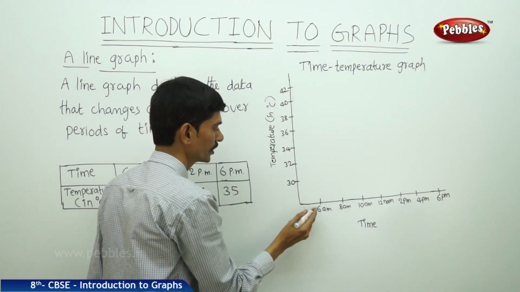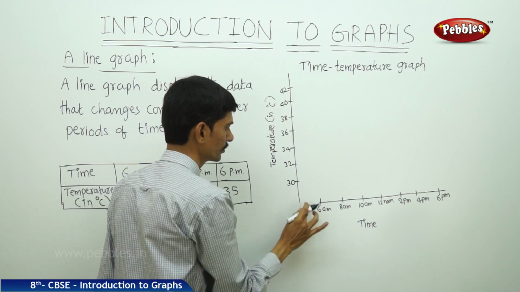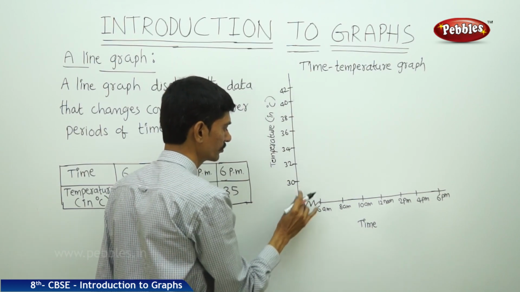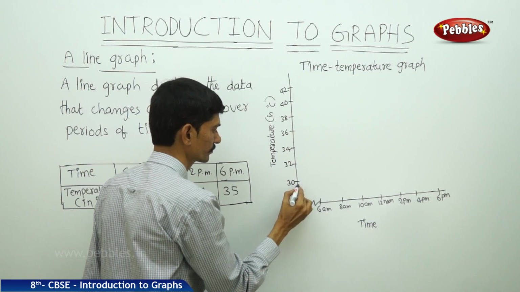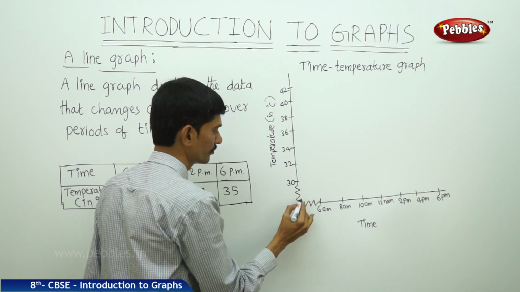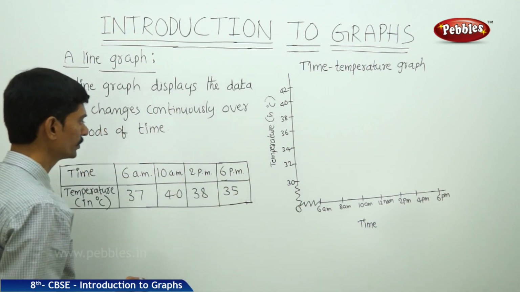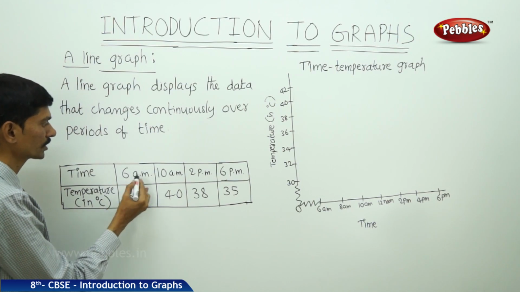centigrade. So here we are not taking from 0 to 6, so that is why we have to represent it by a jog line, and here also from 0 to 30 we are not showing, so here also a jog line. Then now we will plot the points representing the temperature at equal time intervals.